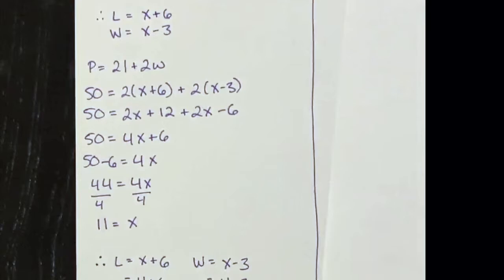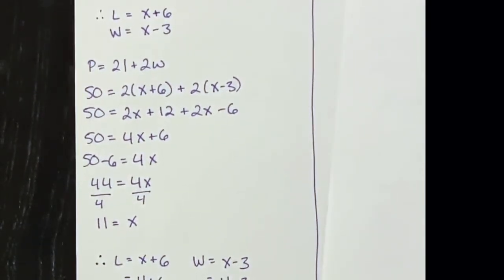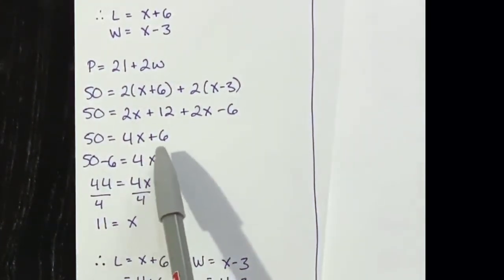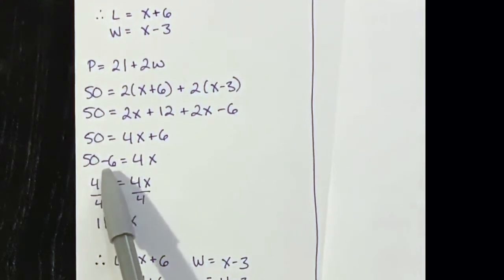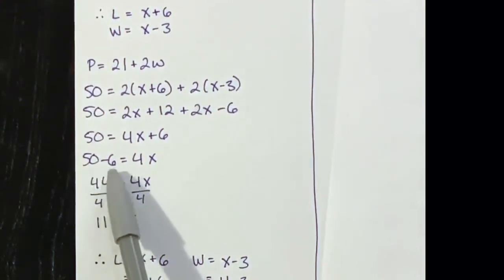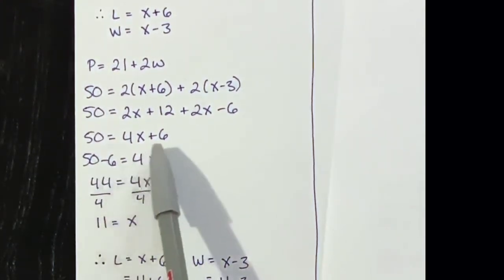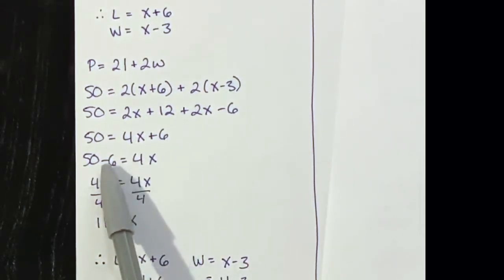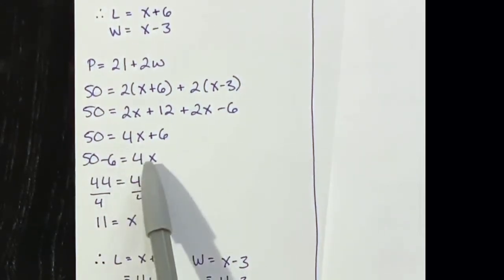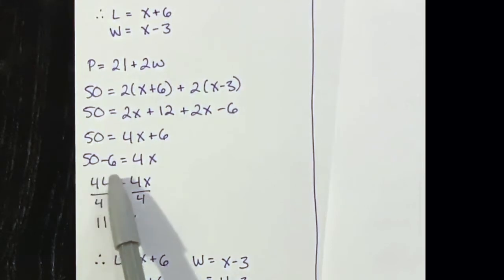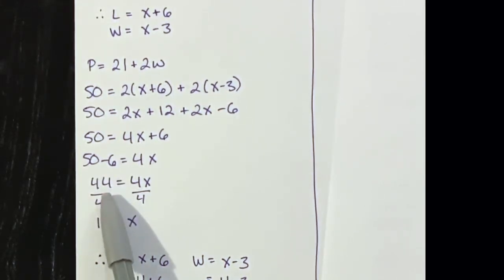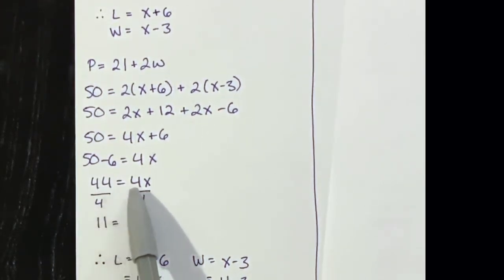Now I want to isolate my variable to figure out what x is. So I'm going to take this 6 and move it to the other side. So now I have 50 minus 6. Remember the sign changes because it goes from one side of the equation to the other. And on this side I'm left with 4x. So 50 minus 6 is 44. So I have 44 equals 4x.